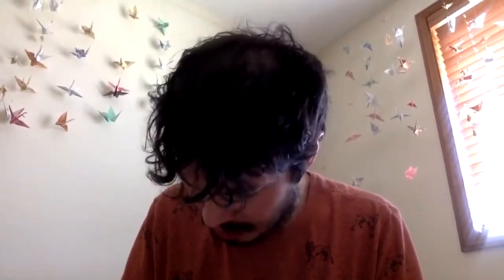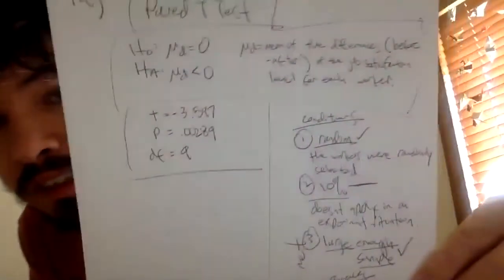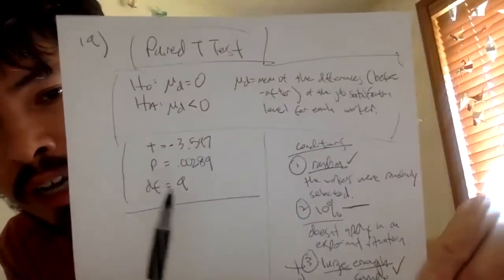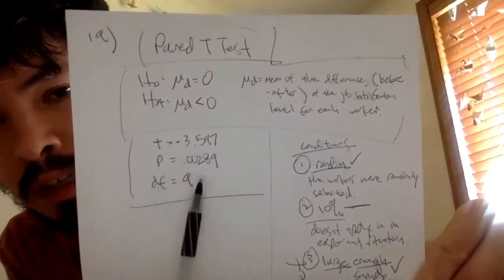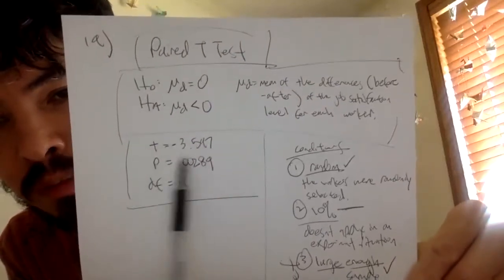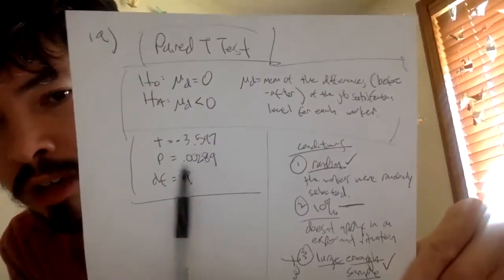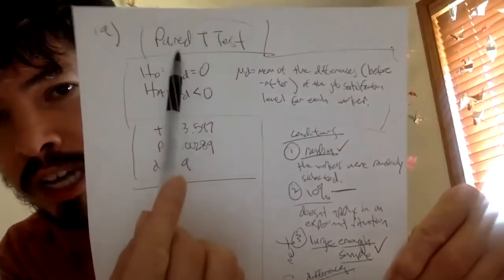Okay, my t-score is negative 3.597. My p-value is 0.00289. What's the degrees of freedom for a one sample t-test? n minus 1. So in this case, it's going to be 10 minus 1, 9 degrees of freedom. They do need that, and it doesn't give it to you on your calculator. So there's the test statistic, there's the p-value. Pretty low.